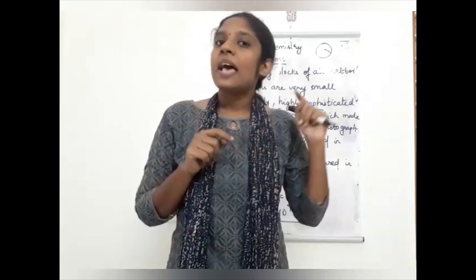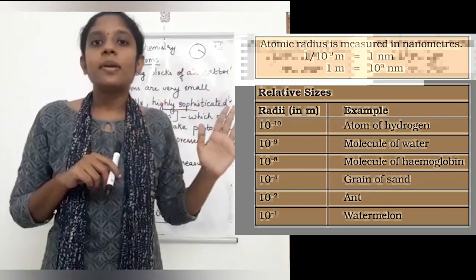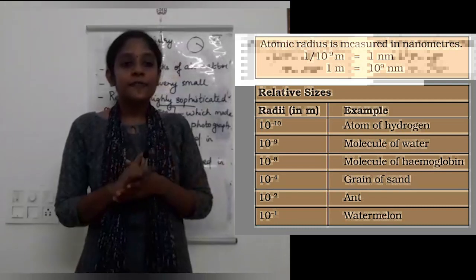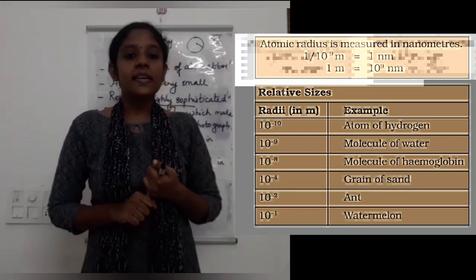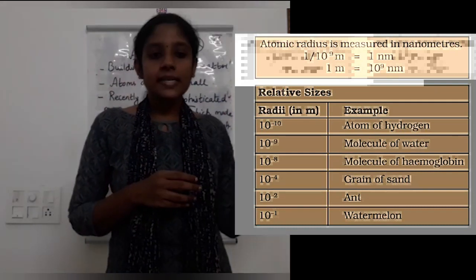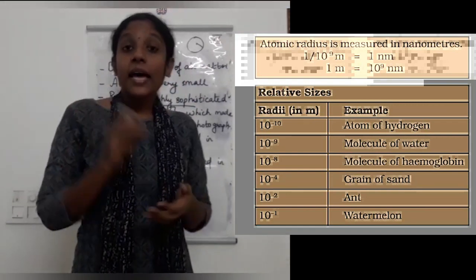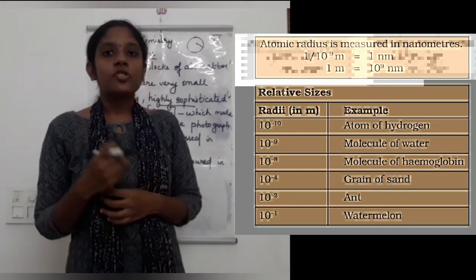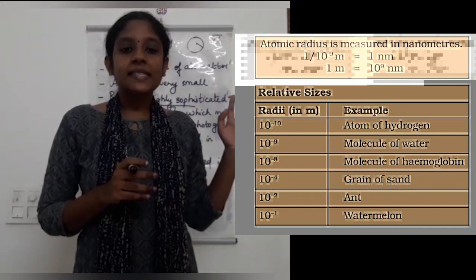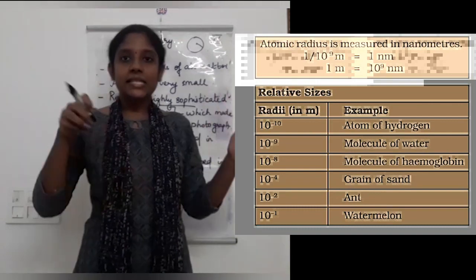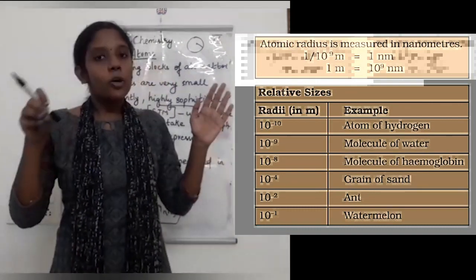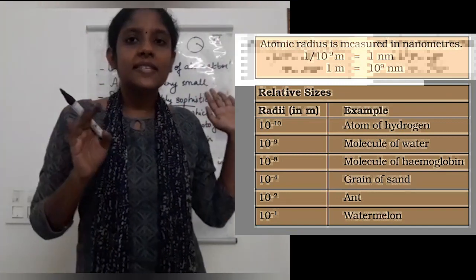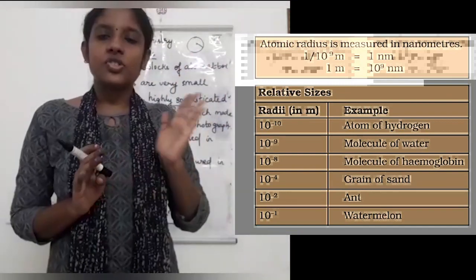Please look at the table and have a look. This is a table which is given in your textbook. Here the relative sizes of different things are given: first one, the hydrogen atom, then the water molecule, then hemoglobin, which is present in our blood, then grains of sand, and a watermelon. Everything is matter, and the relative size is expressed in nanometers. Just have a look at it.